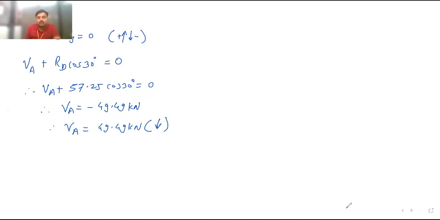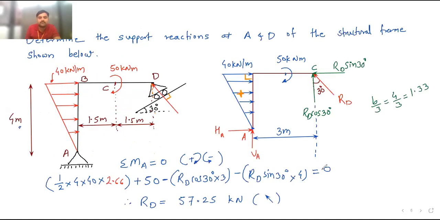After VA, now apply summation Fx equal to 0. Towards right plus, towards left minus. Here HA is moving towards right, plus. Then this triangular load, half into 4 into 40, is also moving towards right, so also plus. This moment we will not consider. Then this is minus RD sin 30.